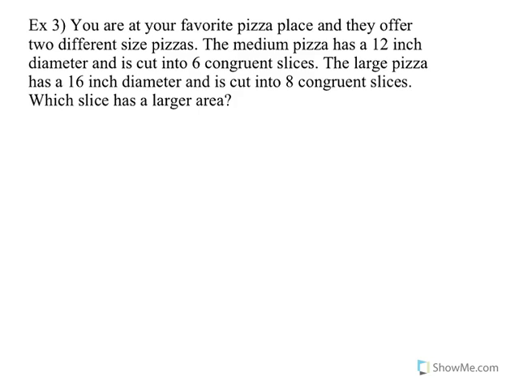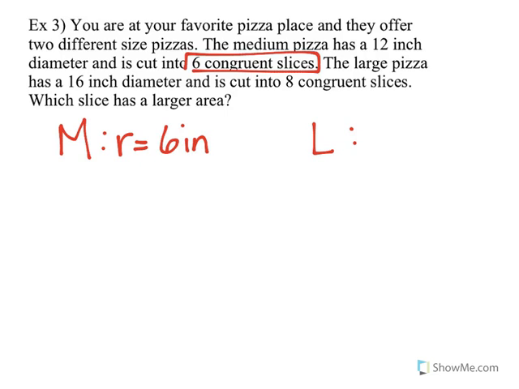So let's see if we can figure this out for a second. You are at your favorite pizza place and they offer 2 different sized pizzas. So I have a medium-sized pizza and I have a large-sized pizza. The medium-sized pizza has a 12-inch diameter. If the diameter is 12 inches, then we know the radius is 6 inches. Okay? And it is cut into 6 slices. Let's see how we use that in a second, but let's just hang on to that. The large pizza has a 16-inch diameter, which means its radius is 8 inches, and it is cut into 8 congruent slices. So there are a few different ways that we can do this.